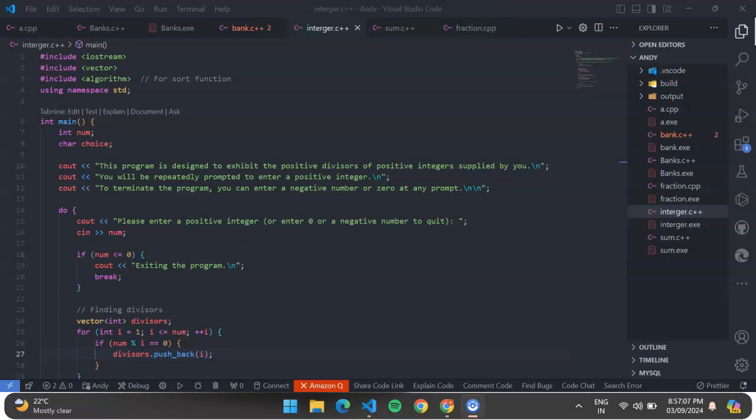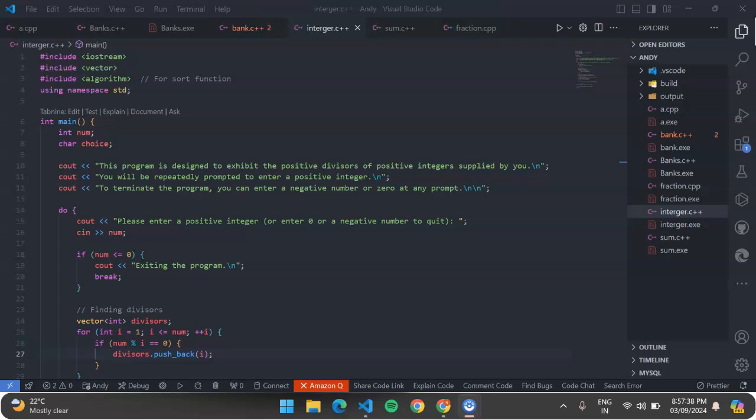I'm here to explain the program we were told to do. We were told to write a C++ program that treats a positive integer entered by the interactive user and prints out all positive divisors of that integer in columns.